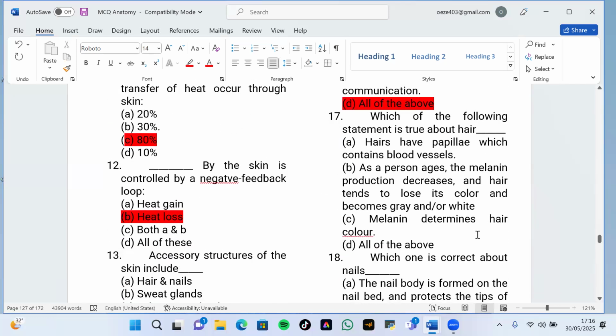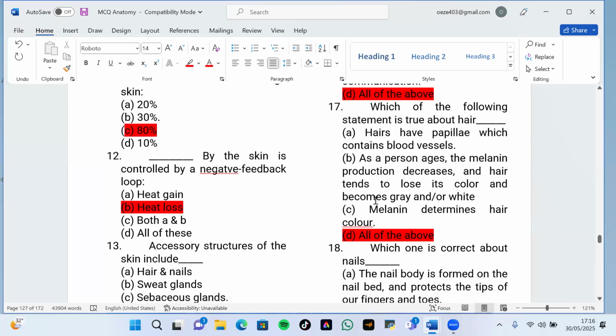Which of the following statements is true about hair? A, hairs have papillae, which contain blood vessels. B, as a person ages, the melanin production decreases, and hair tends to lose its color and become gray or white. C, melanin determines hair color. D, all of the above. So the correct answer is D, all of the above. Hair has papillae, which is true. As a person ages, the melanin production decreases, which is true. Melanin determines hair color, which is also true. So the correct answer is all of the above.